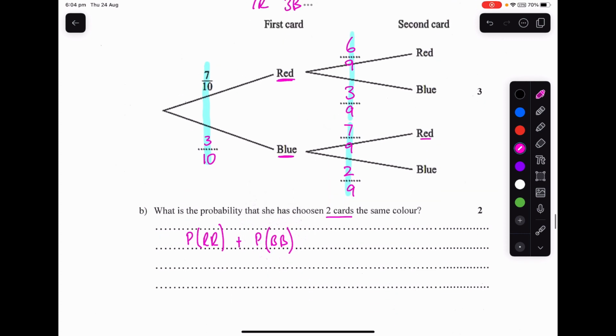So if we're doing a red and a red, we're going to go along here. So we've got red and red. So for that one, it would be 7 over 10 multiplied by 6 over 9, plus a blue and a blue. So if we went blue and blue, so we'll go blue here and blue down here. So then that would be 3 over 10 times by 2 over 9. Okay, so put that in your calculator and you should come out with the probability of 8 over 15.